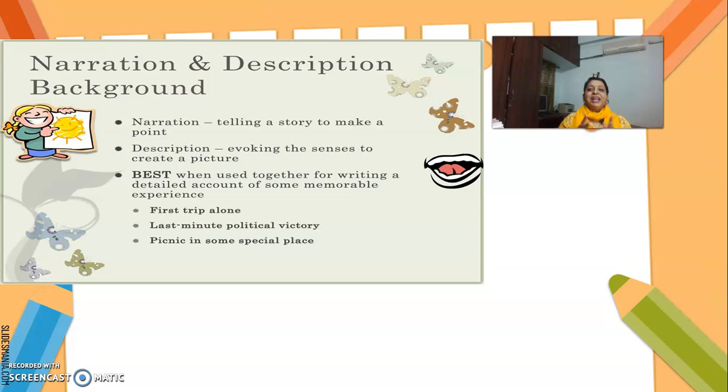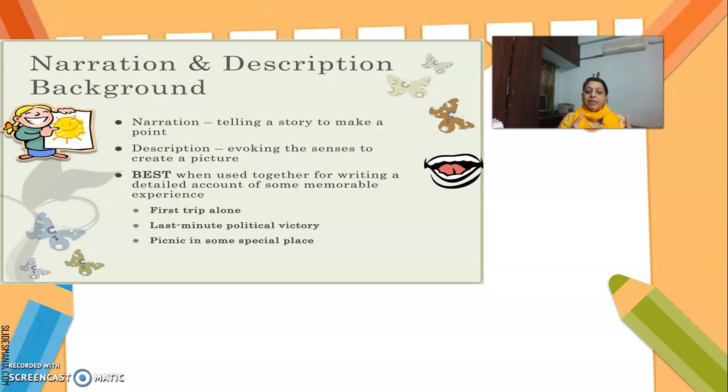Now, narration and description background. Now, how do they help you? So, they help you in two different ways. Narration is telling the story to make a point, whereas description is evoking the senses to create a picture in your mind's eye.